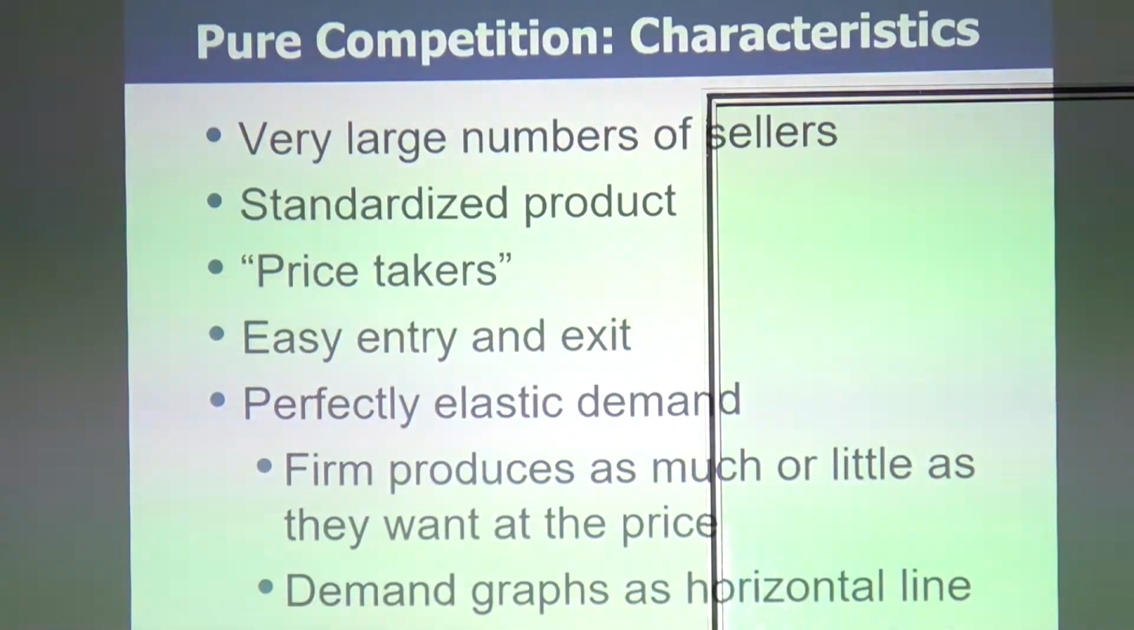Some of these features I have discussed in our previous lectures, but I will recap the basic features here for your convenience. We have a very large number of sellers. That is why pure competition is considered to be the market structure that has the highest degree of competition. They are all selling a homogeneous, standardized product. They are price takers. The sellers are price takers in a way that they will take the market equilibrium price as their selling price.